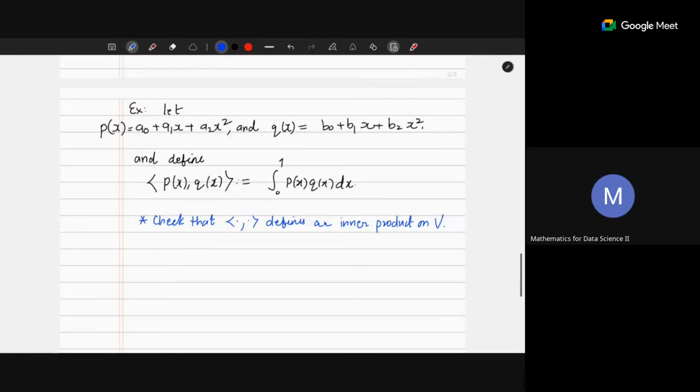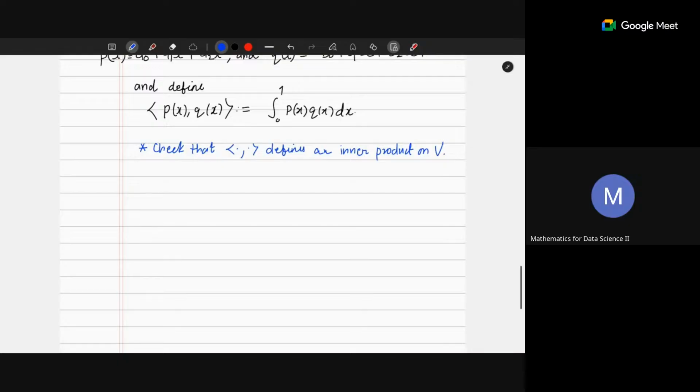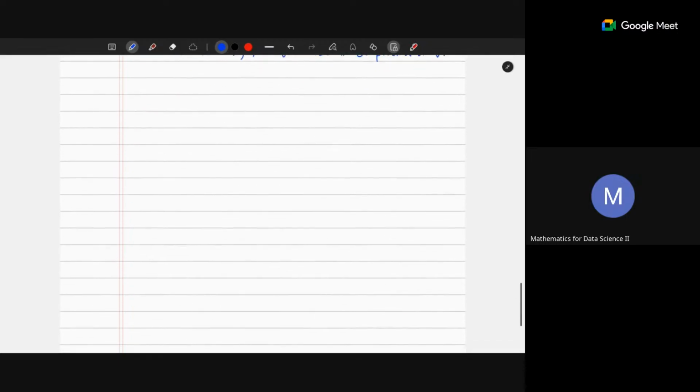Good. But for others who are having difficulty trying to understand at the very first class, they can try it out, and it's a good exercise for you to check whether it's an inner product or not. Okay, good. Now let's move on to discuss orthogonality.